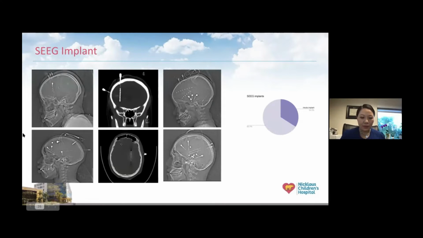These are a couple of examples of SEEG electrodes inserted through this posterior parasagittal oblique technique. Basically, you can see here there's this very long electrode being inserted. You can best appreciate that on this axial view or the sagittal view through an occipital entry point.